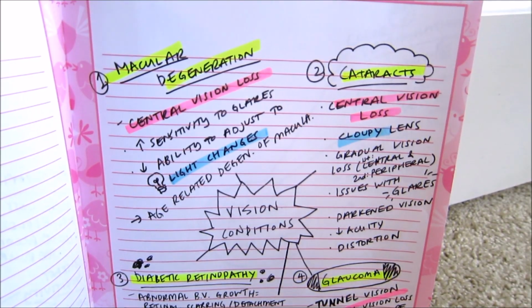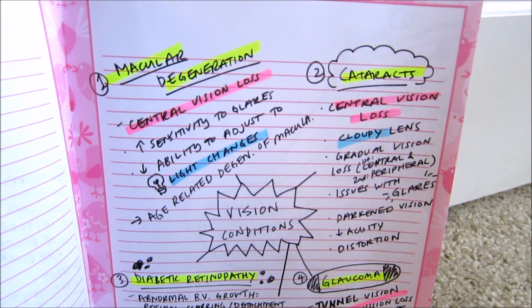Hi everyone! So I'm back with another little doodle handout, and I wanted to go over the 5 main vision conditions that come up very commonly within OT scope of practice. So I will start off with the top 2 and then adjust my camera for the bottom 3.